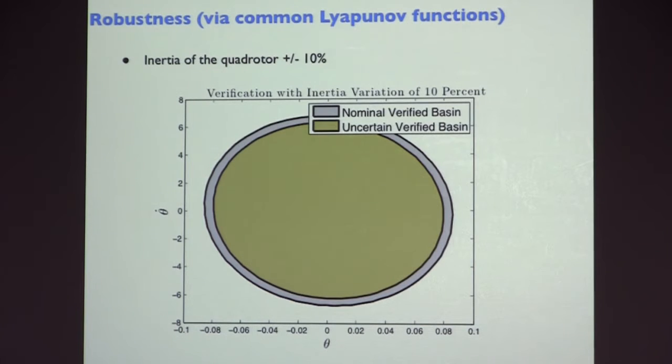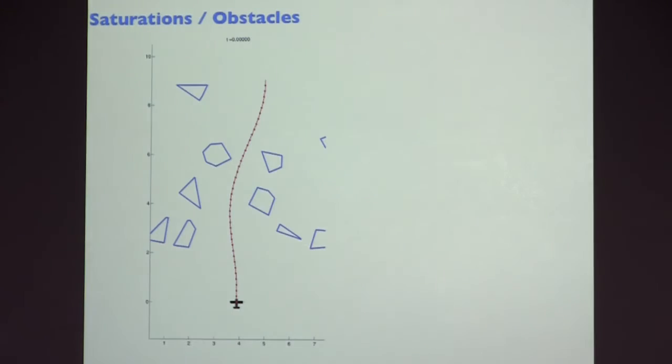If you want to do robustness analysis, the Lyapunov analysis has always been good for robustness analysis if you're willing to do common Lyapunov functions. So now the dynamics might have mass equals one, it might have mass equals two, as long as for every mass in the possibilities, it's always going downhill on this Lyapunov function. One Lyapunov function, it's always going downhill. That's called a common Lyapunov function, and that proves robust verification. So this is just an example of the quadrotor with uncertain mass doing robust verification.